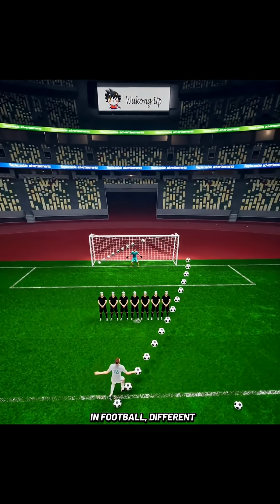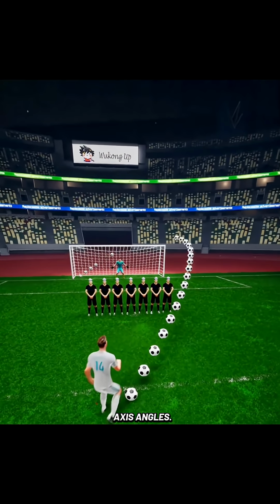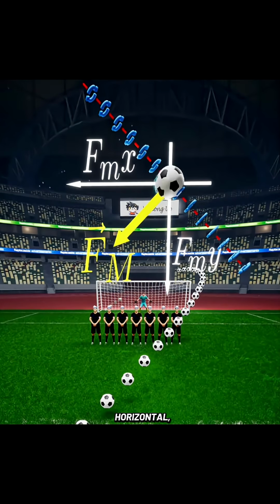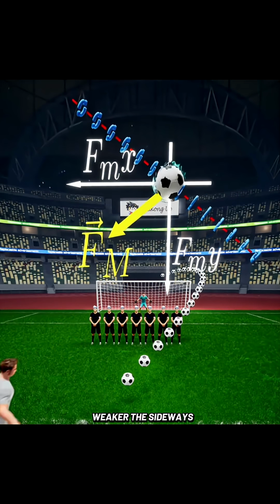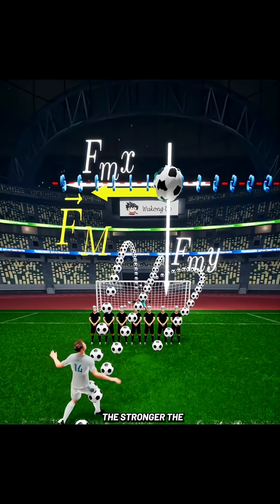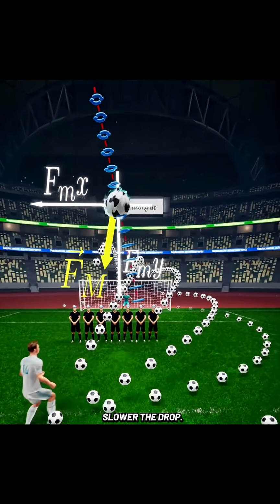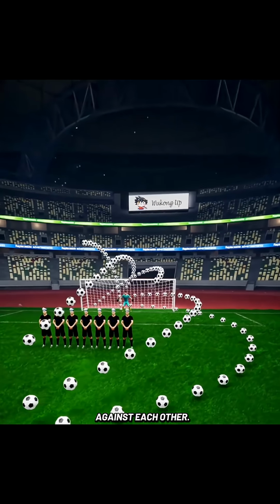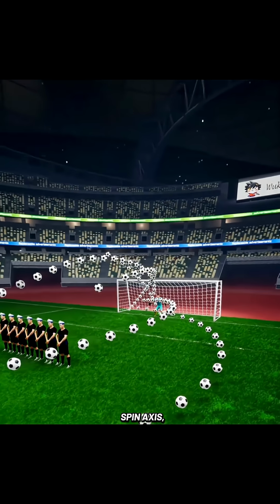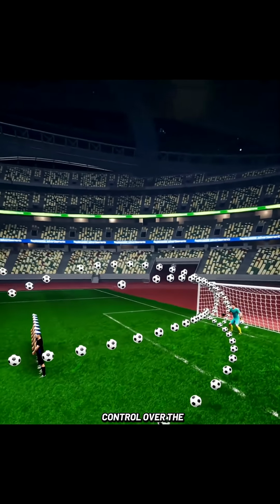In football, different free kick positions require different spin axis angles. The closer the axis is to horizontal, the greater the dip, but the weaker the sideways curve. The closer it is to vertical, the stronger the curve, but the slower the drop. These two effects always trade off against each other. Once you learn to control the tilt of the spin axis, you gain precise control over the ball's flight path.